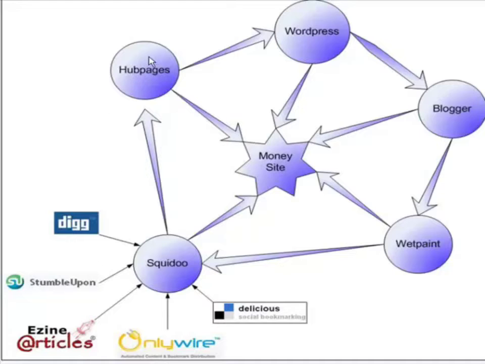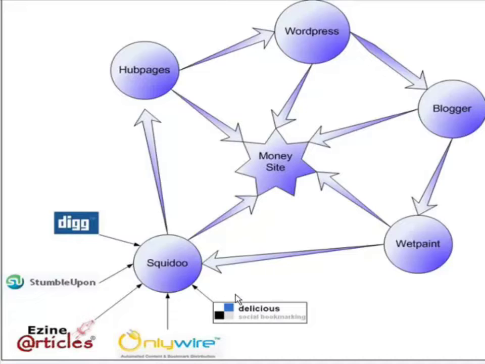Now what you would do with each of these spokes here, as you can see down here with Squidoo, what we've done is we've dug it with digg.com, we've stumbled upon it, we've maybe submitted an article or two, we've done some social bookmarking at OnlyWire, and maybe used Delicious as well. So what this does is this notifies the search engines that this Squidoo Lens, our Web 2.0 property, is in existence, and helps get it some backlinks so that it can start to rise up the search engine rankings. So it's very, very important to do this.